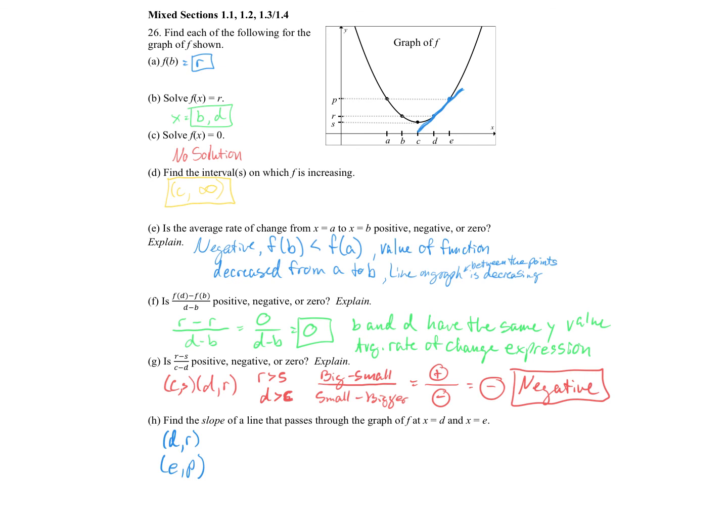So if we're using average rate of change, we have final minus initial on both the top and the bottom. So we'll have our y values first. Our final y value is p, and then our initial y value is r, and then our final x value is e, and our initial x value is d. So our expression is p minus r over e minus d, and that's what your solution is for part H.